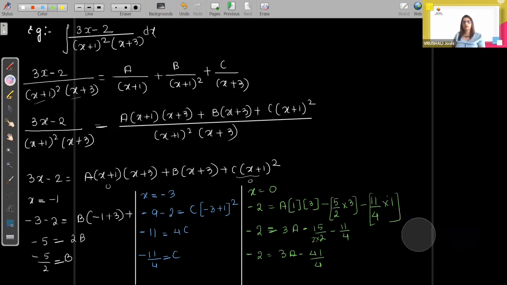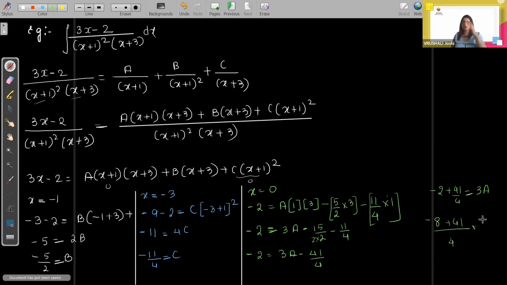तो डायरेक्ट लिखना है -41/4. -41/4, if you take it this side, that will be how much? That will be minus, I'll do the calculation here and write the answer directly. So it's going to be -2 plus 41/4 will give you 3a, correct. So it's going to be -8 plus 41 by 4, correct. That will give you how much? 33/4.